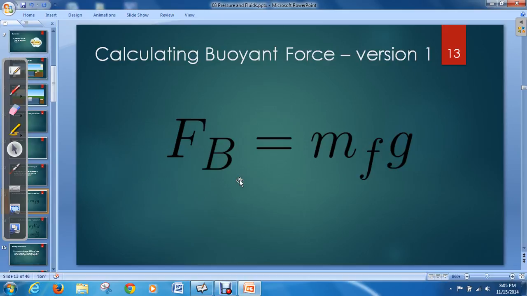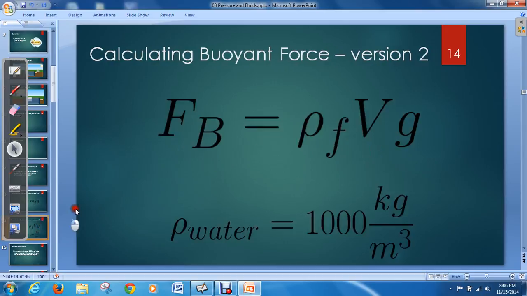The problem with this version of the equation, though, is that it's hard to measure the mass of the fluid displaced. Okay, for example, if you put a boat in the ocean, you can't grab all the water that was displaced by that boat to determine how much force there is. Okay, it doesn't work out. Okay, so we need another way of viewing this for more practical situations. Okay, and it turns out we have another version we can use. Okay, and it's this version.